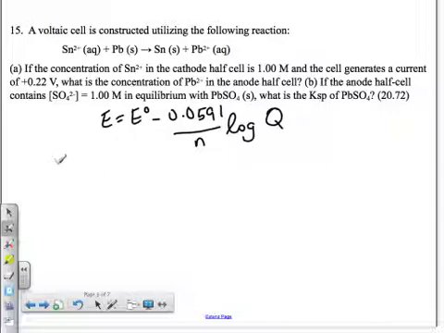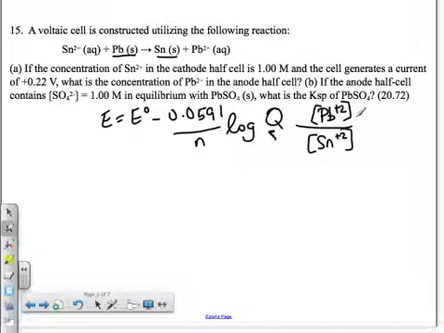All right, so let's identify what we have. Here's our reaction: Sn+2 aqueous. We've got a couple of solids, so when we do our Q, remember we won't be putting those solids in there. So in fact, the Q is going to be, let's just write down what that is. It's Pb+2, the concentration of the product, over the reactant. So this is all that Q is, because of the two solids that are present.